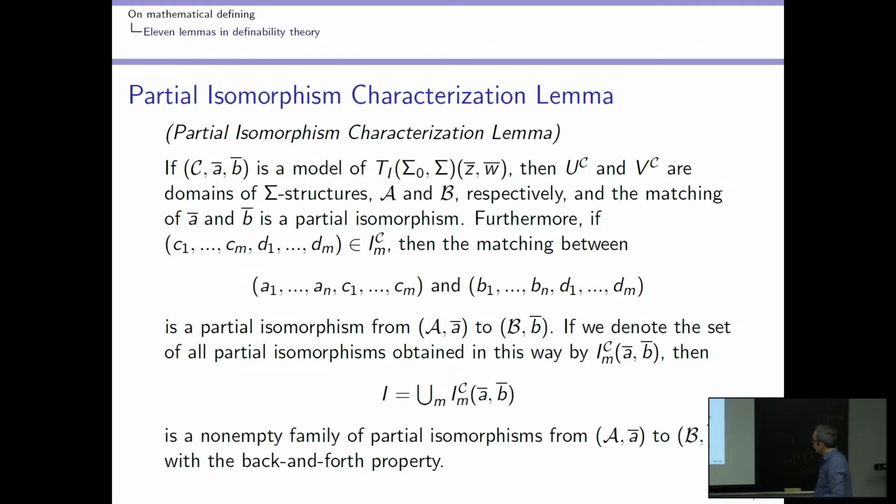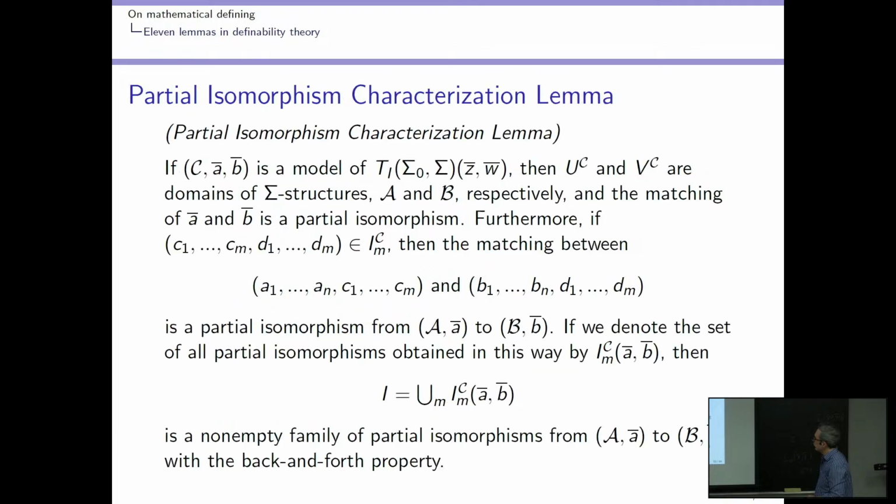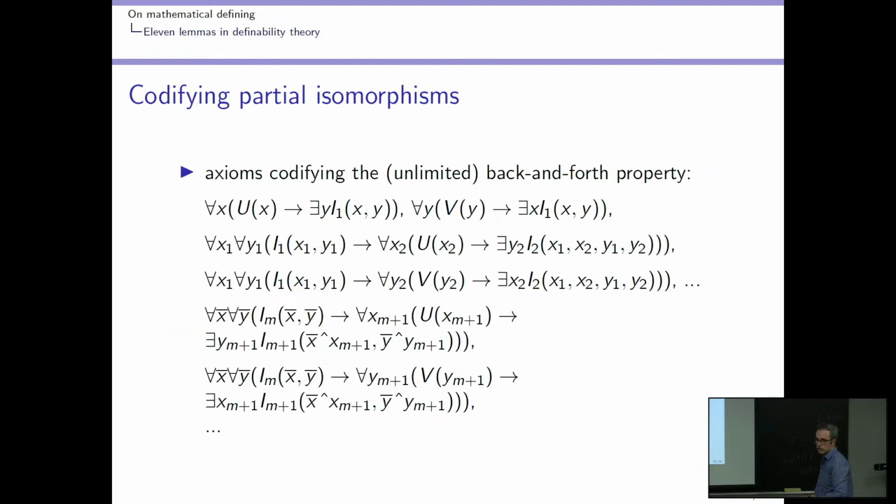If we take the union of all these sets, then we get a non-empty family of partial isomorphisms from A n bar to B bar with the unlimited back and forth property. So now I can address the question by Professor John. How do we use compactness to prove that this theory is consistent? So these are infinitely many axioms. So it is enough to prove that a finite part of it up to M, that is, we can forget this part here, is consistent.